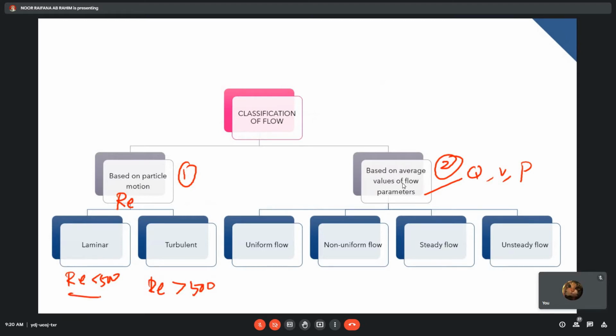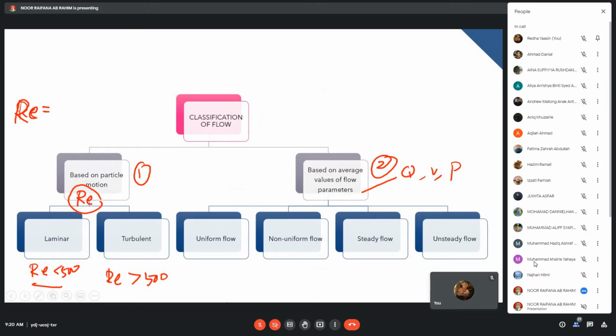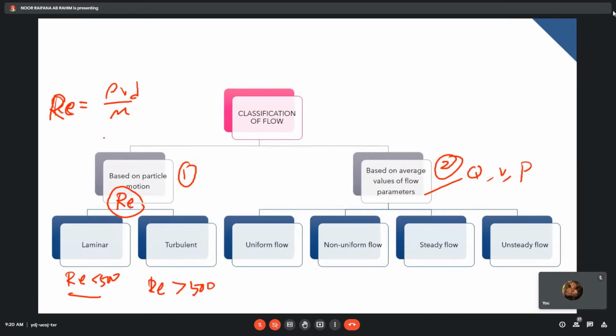Ni kena tahu, kena tahu differentiate. Kena tahu macam mana nak kira Reynolds number. Apa equation untuk Reynolds number? Ada siapa boleh jawab? Re equal to? Ni kalau tak tahu, tak tahu dah. Apa equation for Re? Can somebody tolong jawab? Rho VD over mu. Senang sangat. Ni memang daripada fluid mechanics dah tahu dah Reynolds number ni. Kalau tak tahu kena repeat balik fluid mechanics.